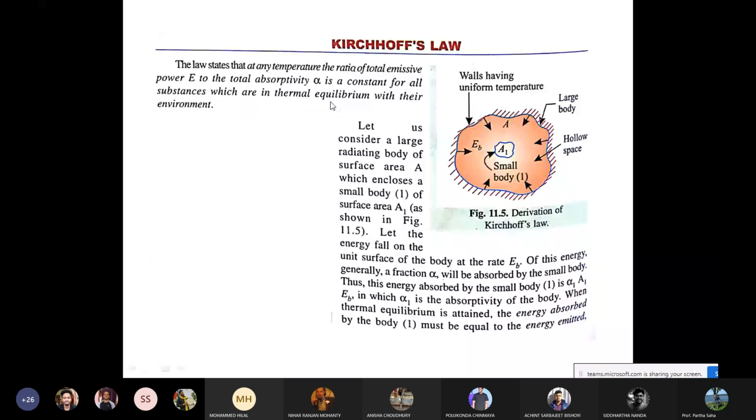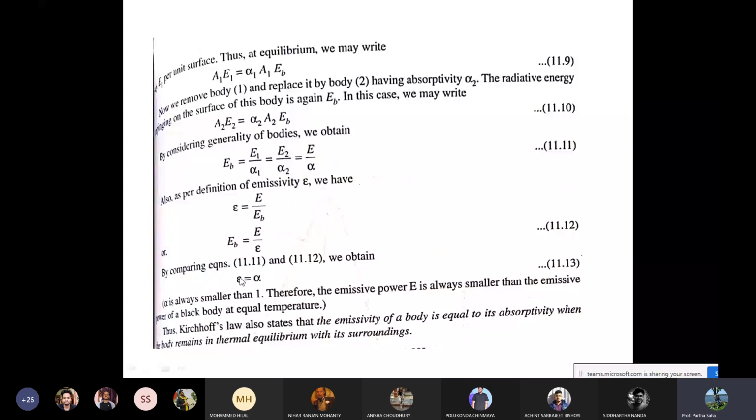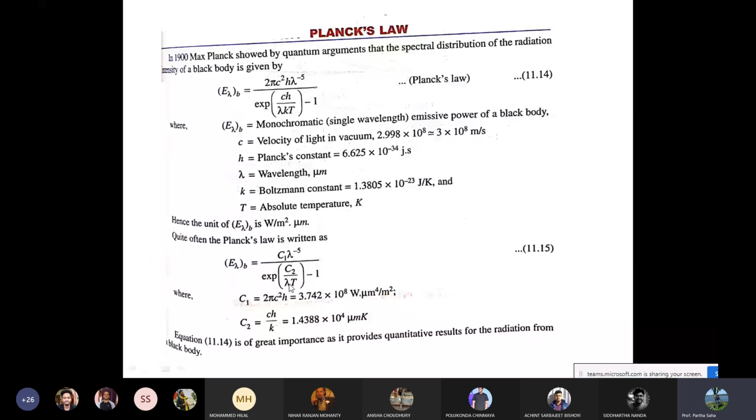And then finally, Planck's law. Max Planck showed by quantum calculation that the radiative intensity of a black body at a particular wavelength is given by this expression, and then these parameters can be written. You can write E lambda for black body radiation as C1 lambda to the power minus 5, divided by exponential of C2 by lambda T minus 1, where C1 and C2 are constants given by this formula.